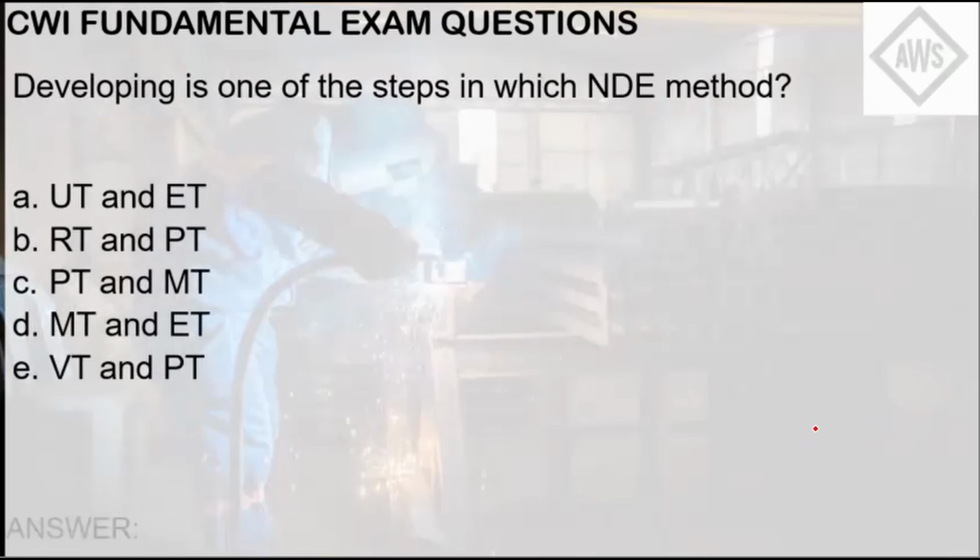The answer here is letter B, because for RT, you need to develop the film in order for you to read the results, and developing is one of the processes needed for penetrant testing. Hence, you spray the developer. That's how the results of the capillary action are seen or observed. So the answer here is letter B.